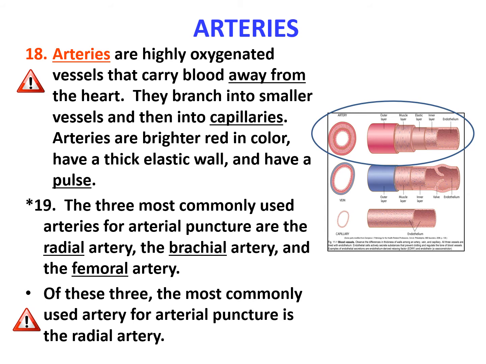The three most commonly used arteries for arterial puncture are your radial artery, which is found in your wrist area, the brachial artery, which is found in your arm, and your femoral artery, which is found in the top part of like the groin or bend area of your leg, okay? So of these three, the most commonly used artery for arterial puncture is the radial artery.